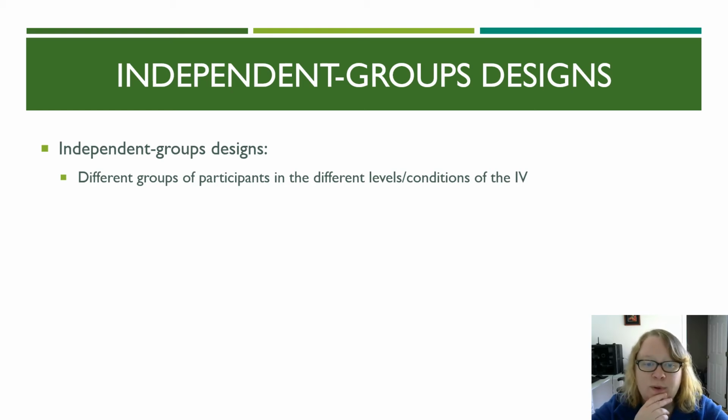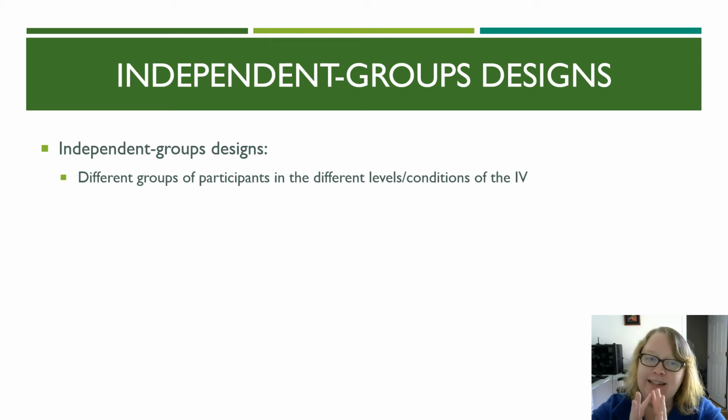This is where different groups of participants are in the different levels or conditions of the independent variable. So for example, if I'm doing that feedback type and mood study as an independent groups design, then I'm going to take all of my participants, I'm going to put half of them randomly in the positive feedback type condition, put the other half of them in the negative feedback type condition, and then that's it. They get the feedback type, they provide their mood, and then I assess what's happening there. So different groups of participants in the different levels. They only see one condition.